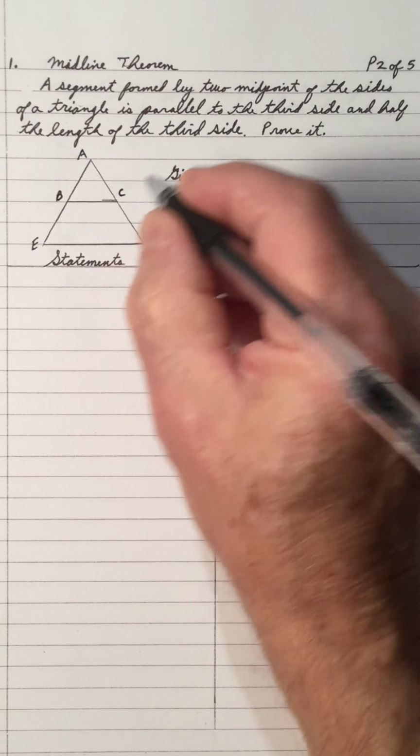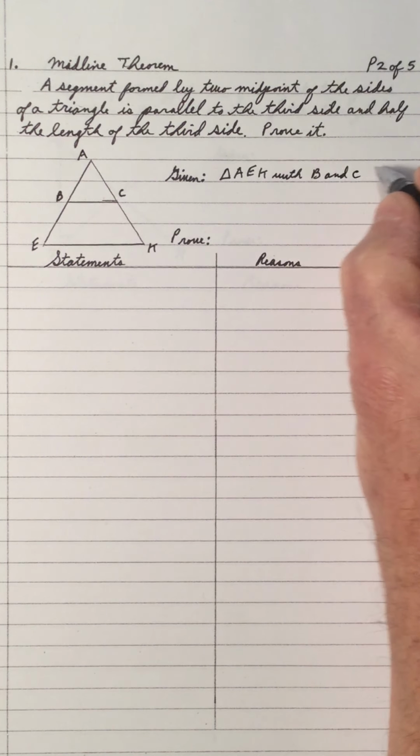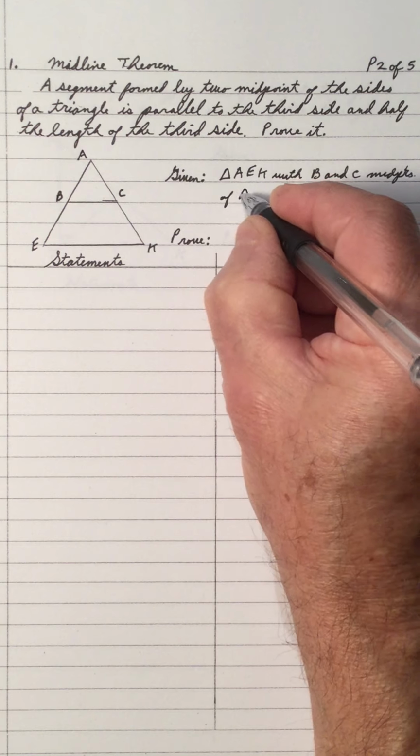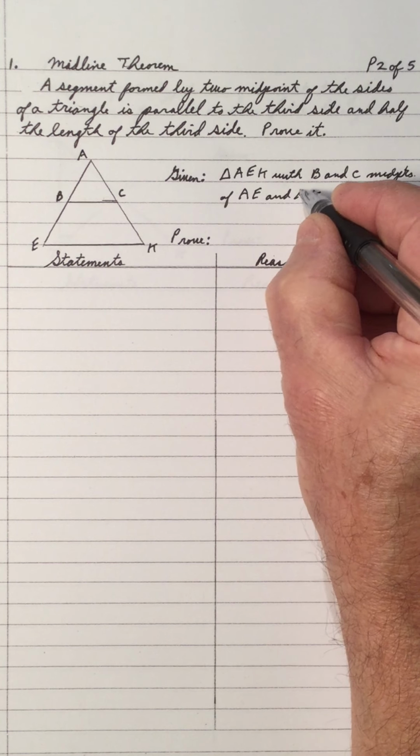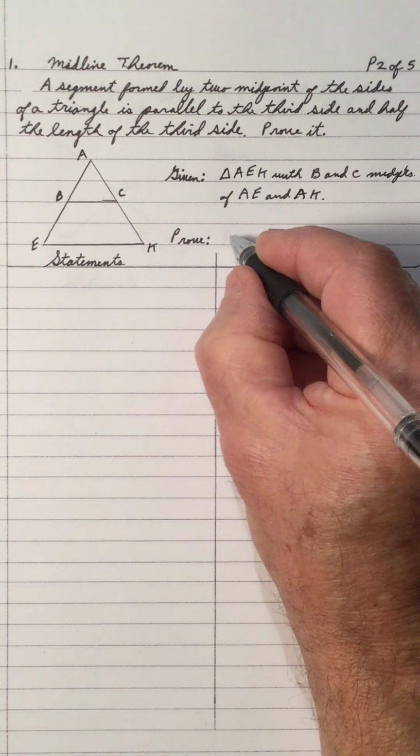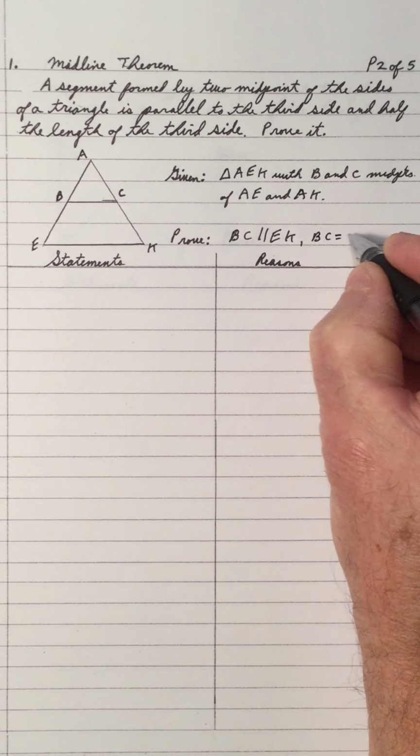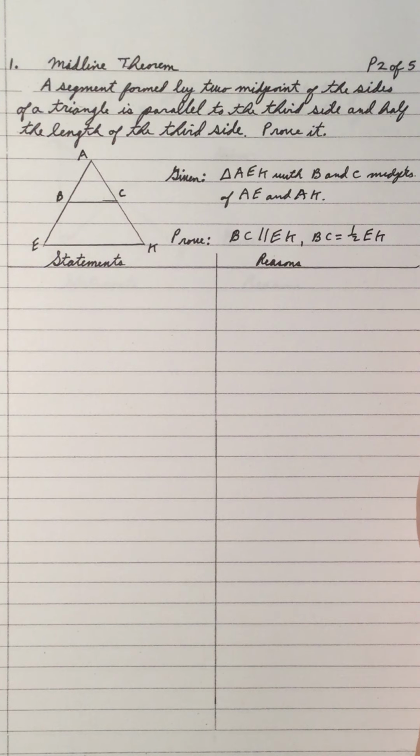So we're given a triangle AEK with B and C, the midpoints of AE and AK. And we're going to prove that BC is parallel to EK and BC is a half of the length of EK. So let's do the proof.